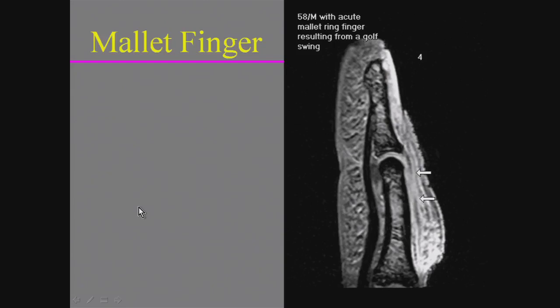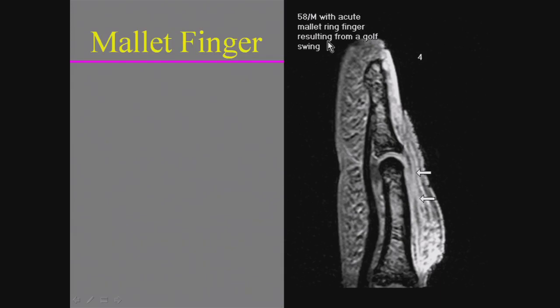More distally, you have this entity of the mallet finger. On conventional radiographs, when we pick this up, it tends to be an avulsion fracture of the extensor insertion on the dorsal aspect of the base of the distal phalanx. But you can also just rupture the extensor tendon distally.